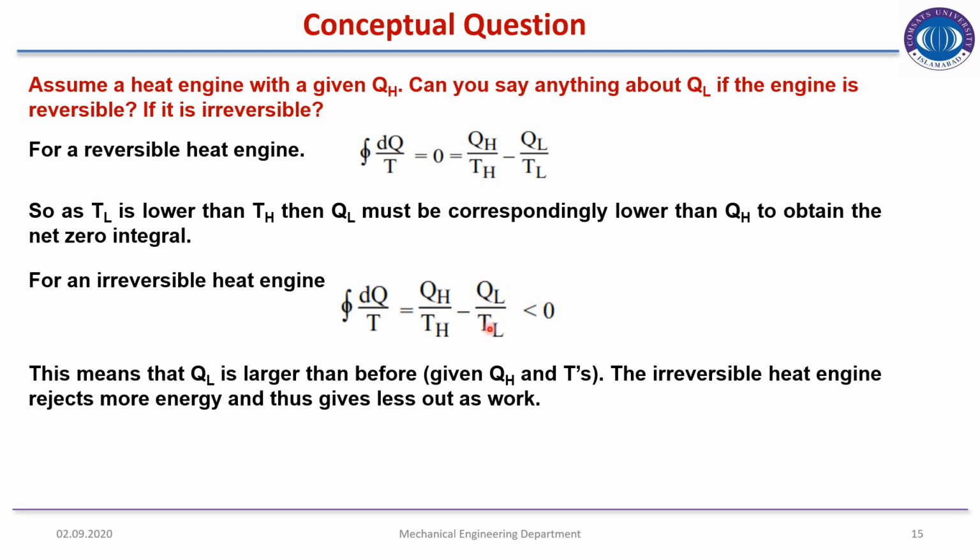But in the irreversible process, because the net effect is less than 0, therefore the value of QL must be greater, in comparison with the first one. So the same is written: that means QL is larger than before for given QH and TH. The irreversible heat engine rejects more energy and thus gives less work out. So an irreversible heat engine will give less work and consume more energy.